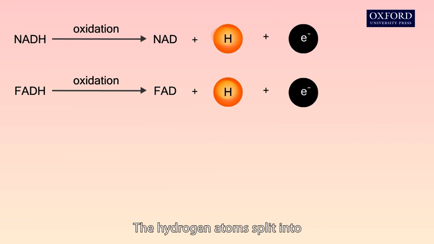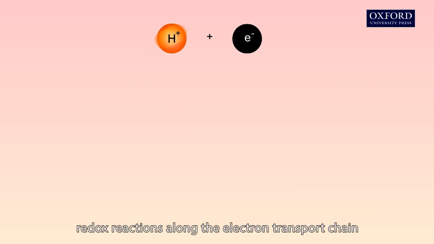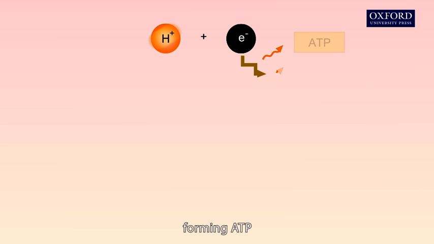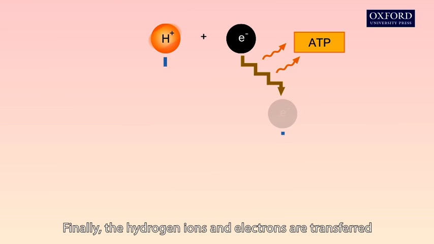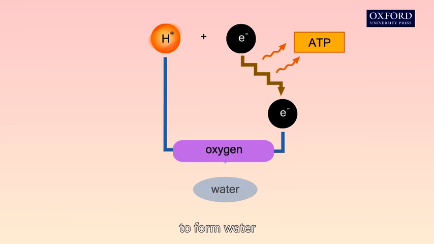The hydrogen atoms split into hydrogen ions and electrons. The electrons take part in a series of redox reactions along the electron transport chain, forming ATP. Finally, the hydrogen ions and electrons are transferred to oxygen, the final electron acceptor, to form water.